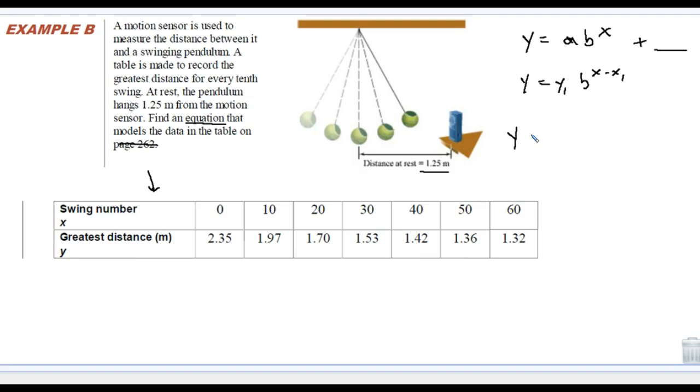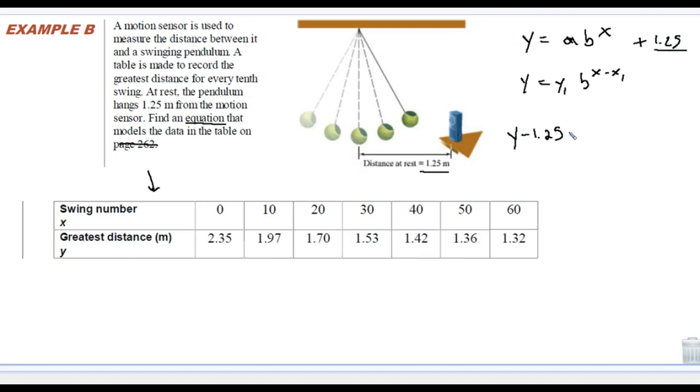So we can say y minus, we're going to say y minus 1.25. Now you say, why minus? I thought it was plus. Because if I'm trying to get the minus 1.25 on the left side, I'd have to subtract it from this side. So if I want to subtract 1.25 here, it goes on this side.